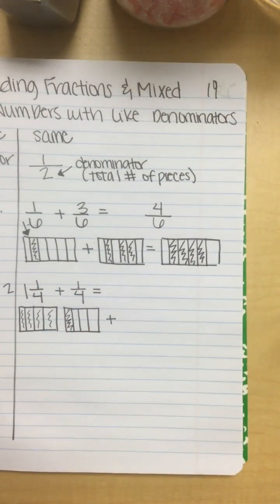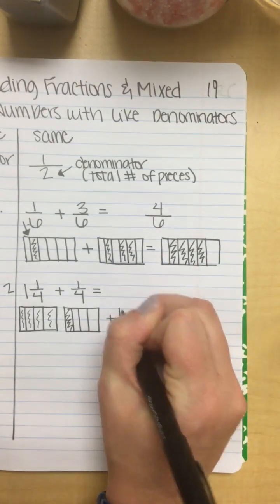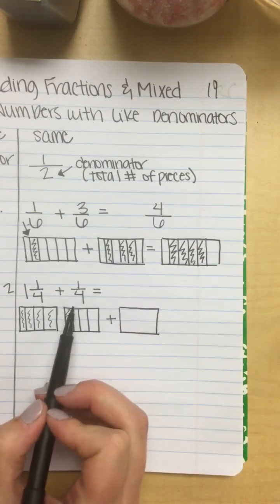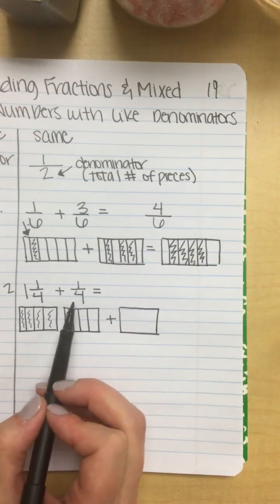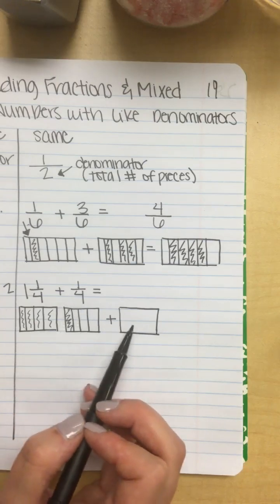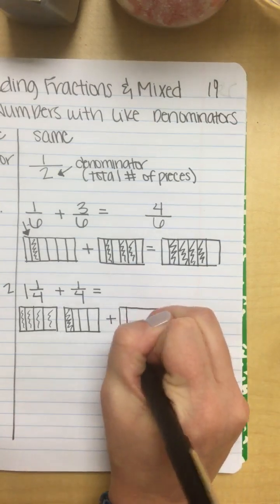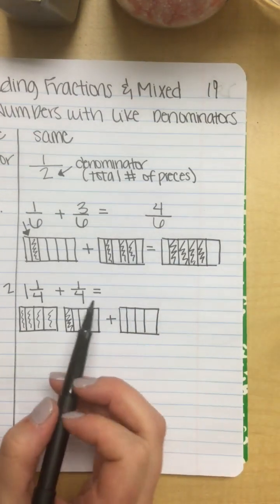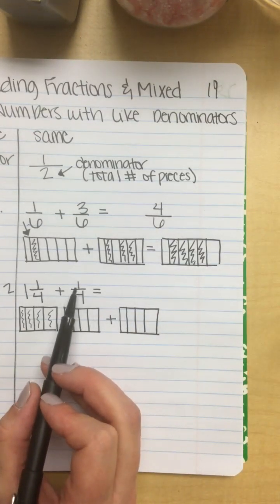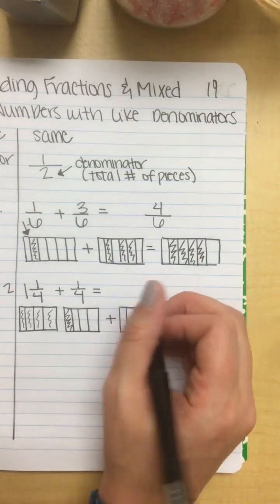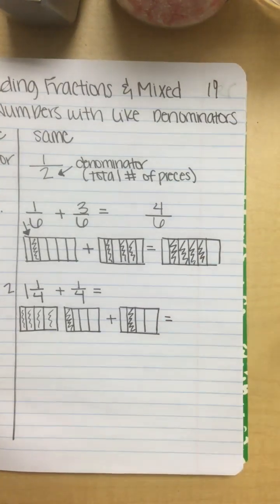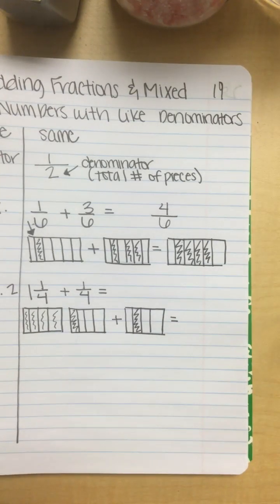Put my addition sign, and now I'm going to draw a picture for my next fraction. Another rectangle. We notice our denominators are alike, or they are the same. So I'm also going to have 4 pieces over here. And I need to shade whatever my top number tells me. So I have 1 piece that's shaded. Again, it doesn't matter what piece that is, as long as it matches your fraction.